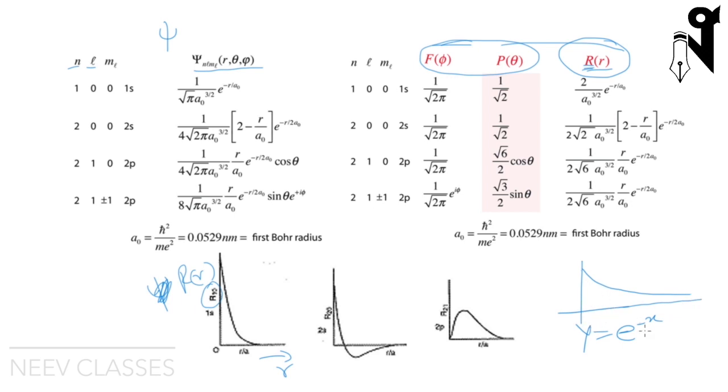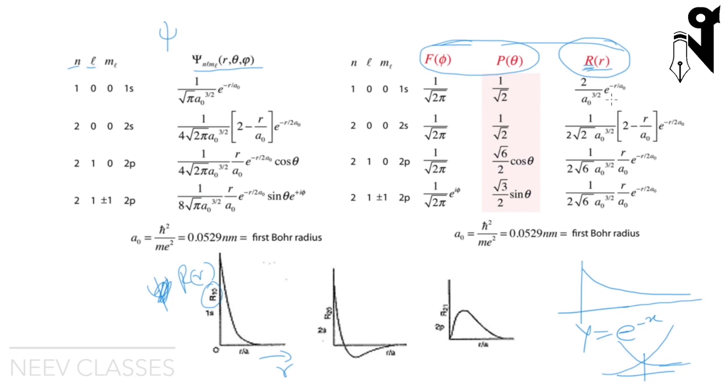E power minus x, you have your e power x graph which goes like this. So e power minus x is a reflection of that. You'll be doing that in basic maths if you haven't done it yet. There is no meaning of negative radius, so we'll just curtail that part and it comes like this. So this kind of graph and variations on that creates the radial wave function.